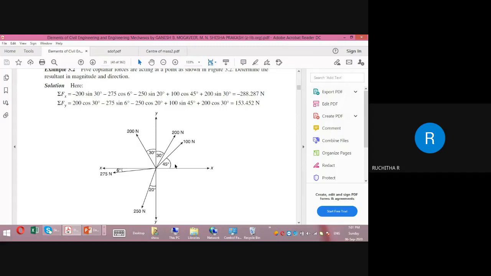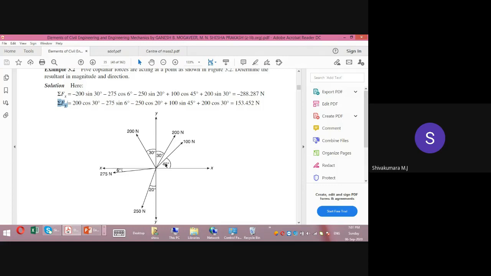So now for doing the composition of all these forces and for determining the resultant of this system of forces, we have to resolve the forces and we need to determine the summation of forces acting in the horizontal and the summation of forces acting in the vertical direction. So let us start to resolve the forces first.